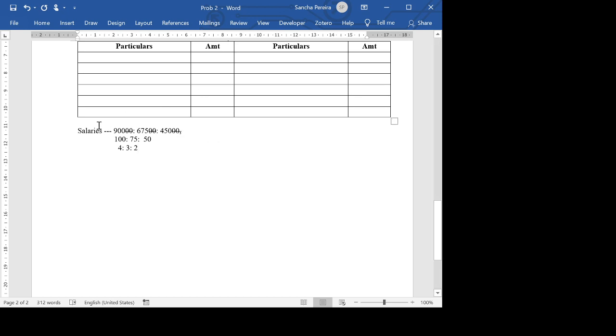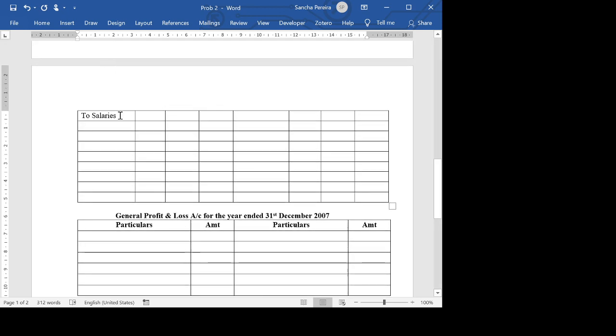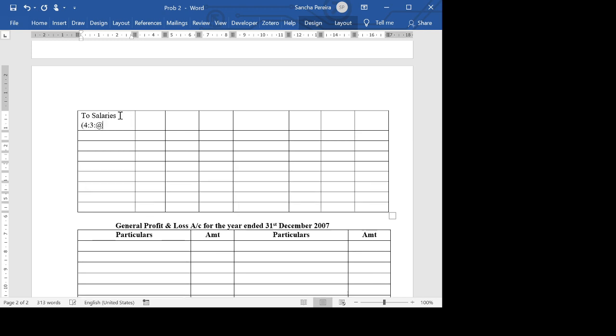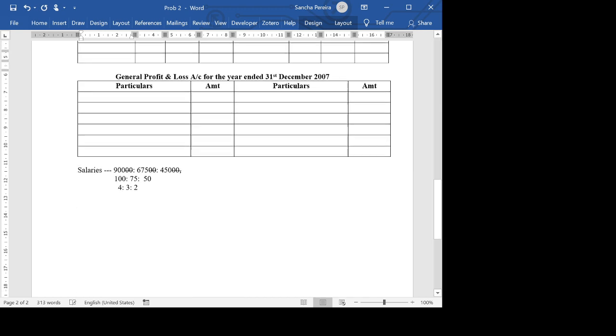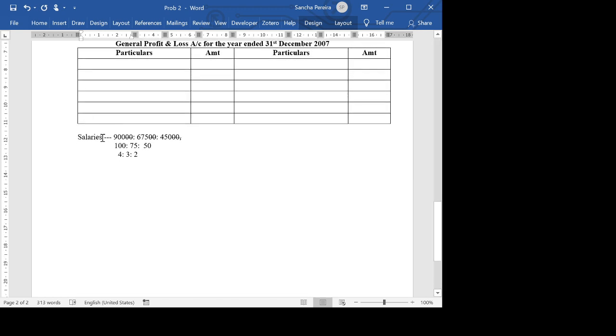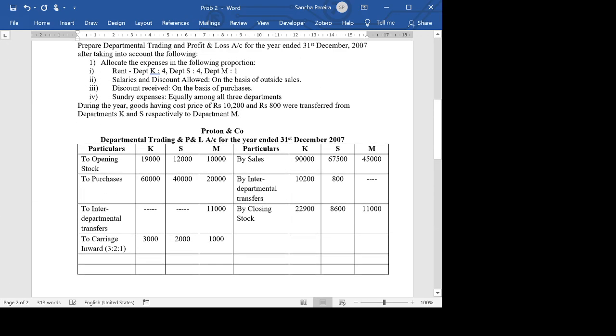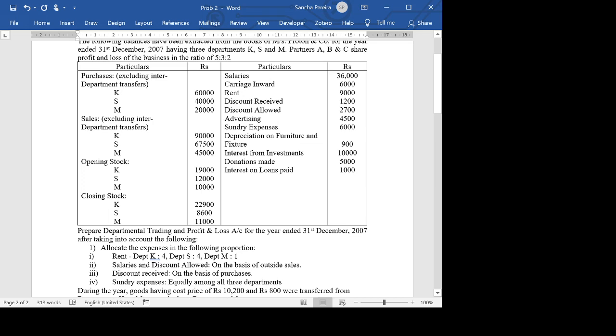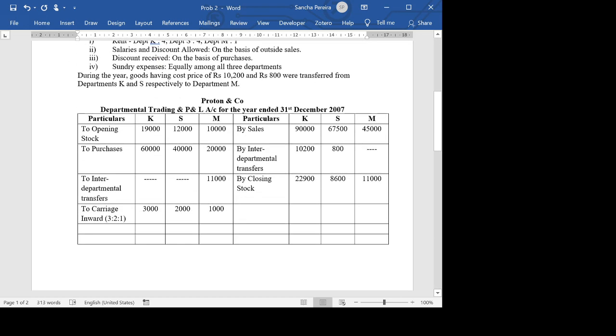My other technique is take that amount, say salaries is 36,000 into 90, divided by this total, or you can reduce it. So this ratio is 4 is to 3 is to 2. I'm going to divide salaries in the ratio of 4 is to 3 is to 2. So I'm putting salaries here, I'll put it as sales. So I have to divide this 36,000, I have to divide 36,000 in this ratio, 4 is to 3 is to 2.